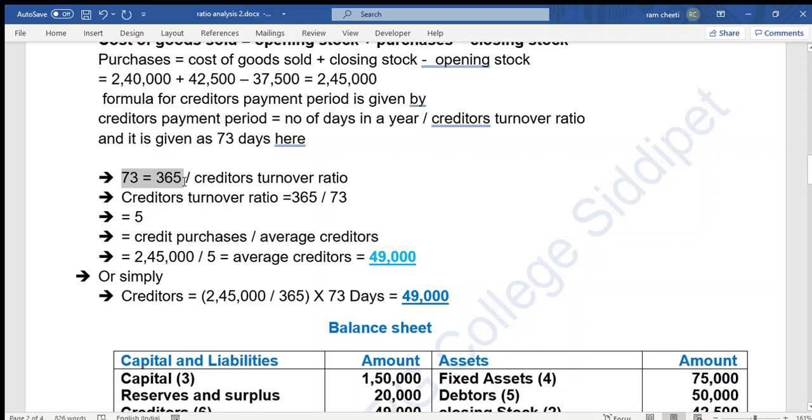So average collection period is equal to number of days in a year divided by creditors turnover ratio. In turn, creditors turnover ratio is equal to 365 by 73, that is 5. And in turn, creditors turnover ratio is given by the formula credit purchases divided by average creditors.